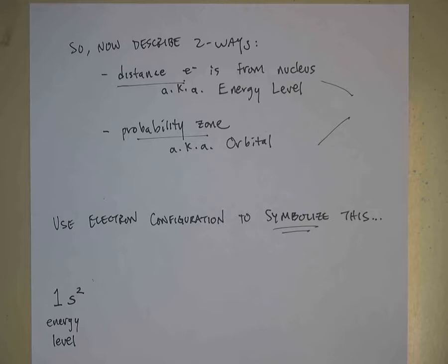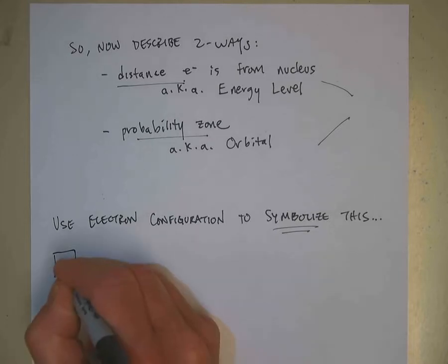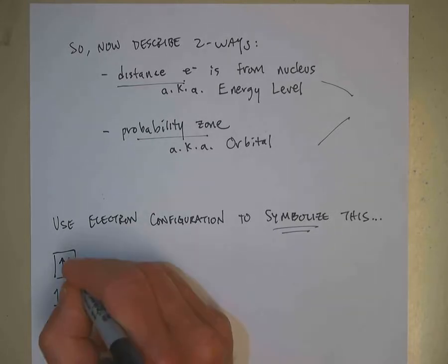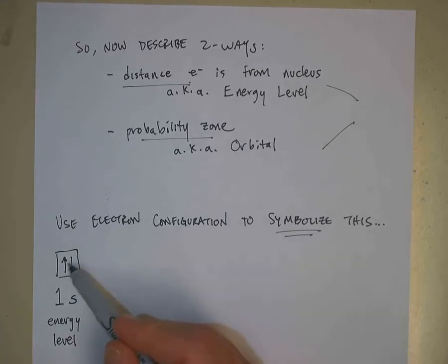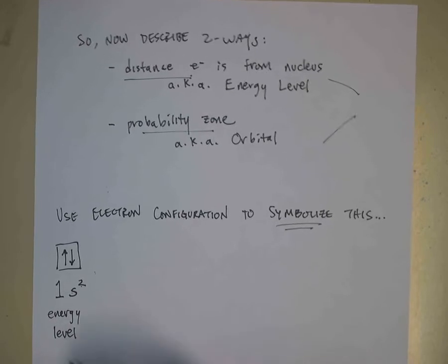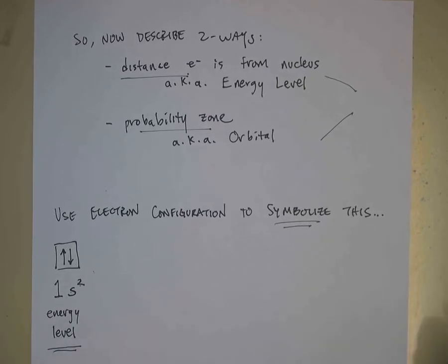sublevel's orbitals. In this case, it's pronounced 1s2 and could also be written as a box with 2 arrows, one with what's called an up spin and one with a down spin. Each arrow represents an electron, and there are a total of 2 electrons in the 1s energy level. This is known as the lowest energy level, closest to the nucleus for any electrons.